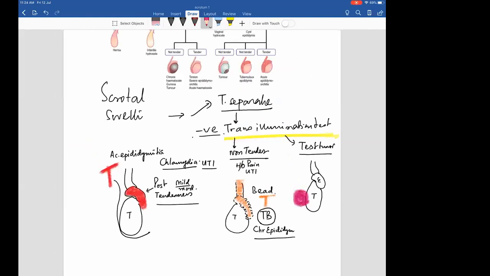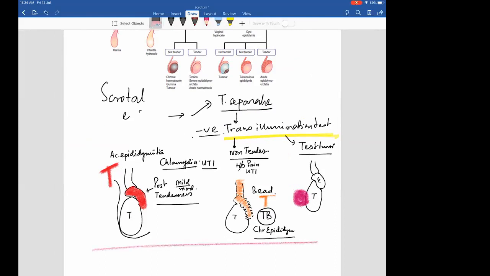So, this more or less completes that one. What please remember is that appendix of the testes and appendix of the epididymis will usually present with a torsion, and they are technically indistinguishable from a torsion of the testes clinically unless you have done an ultrasound, which proves that. So we have said about the whole approach to a scrotal swelling.